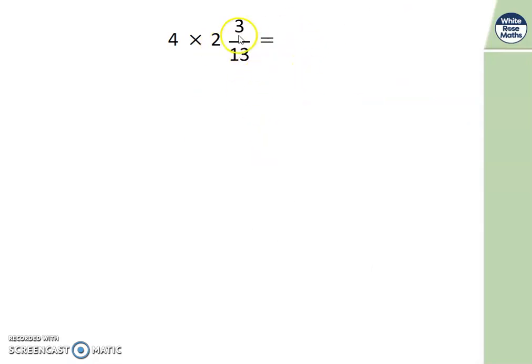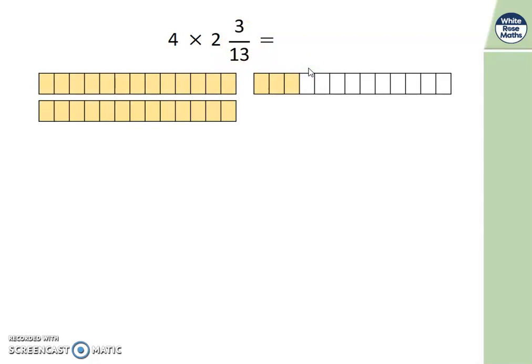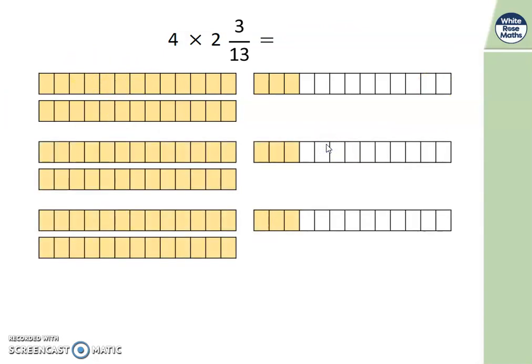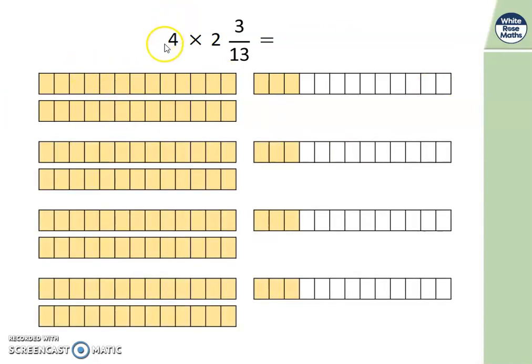4 times 2 3/13. Well, we can picture it in a bar model. 13ths tells me how many pieces are in the whole one, and here you can see I've got 13/13 in one whole one, 13/13 in another whole one, and 3/13. So that's 2 whole ones and 3/13. And I'm multiplying by 4. So here I've got it once, twice, 3 times, 4 times, because I need it 4 times.